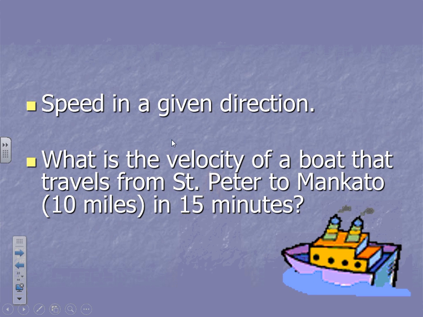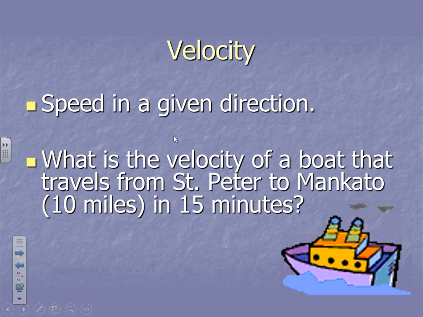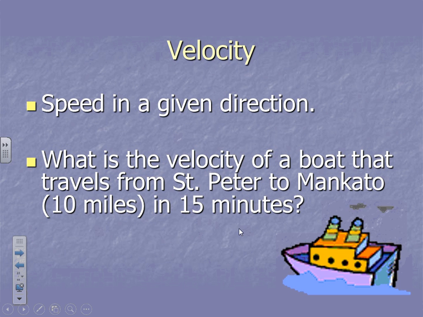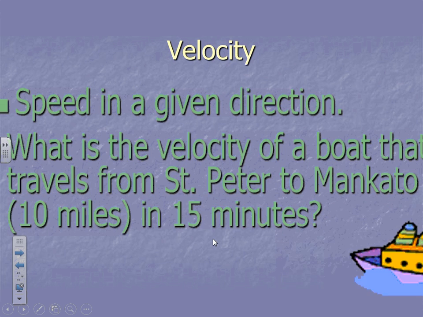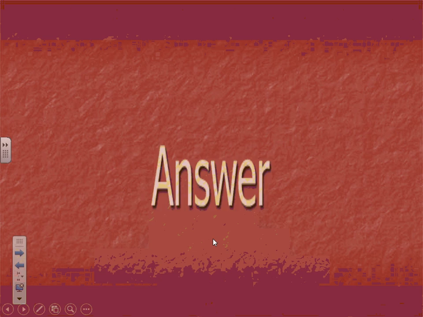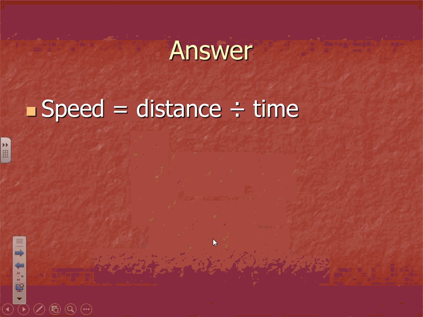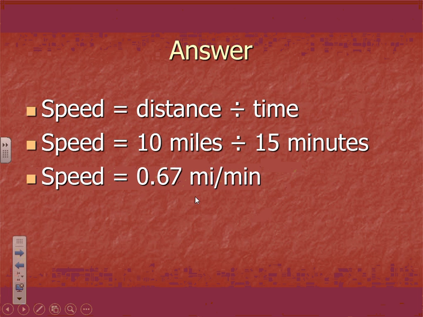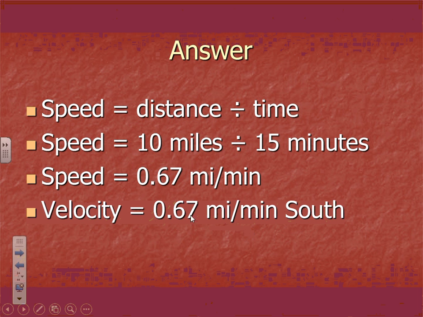So speed in a given direction is called the velocity. So what is the velocity of a boat that travels from St. Peter to Mankato, which is 10 miles in 15 minutes? And your answer: speed is equal to distance divided by time. Speed is equal to 10 miles divided by 15 minutes. This gives us 0.67 miles per minute. So now, if we want to, we can add the velocity. Since Mankato was south, we can add 0.67 miles per minute south. South is the direction, so that's kind of where we'll end up as far as velocity is concerned.